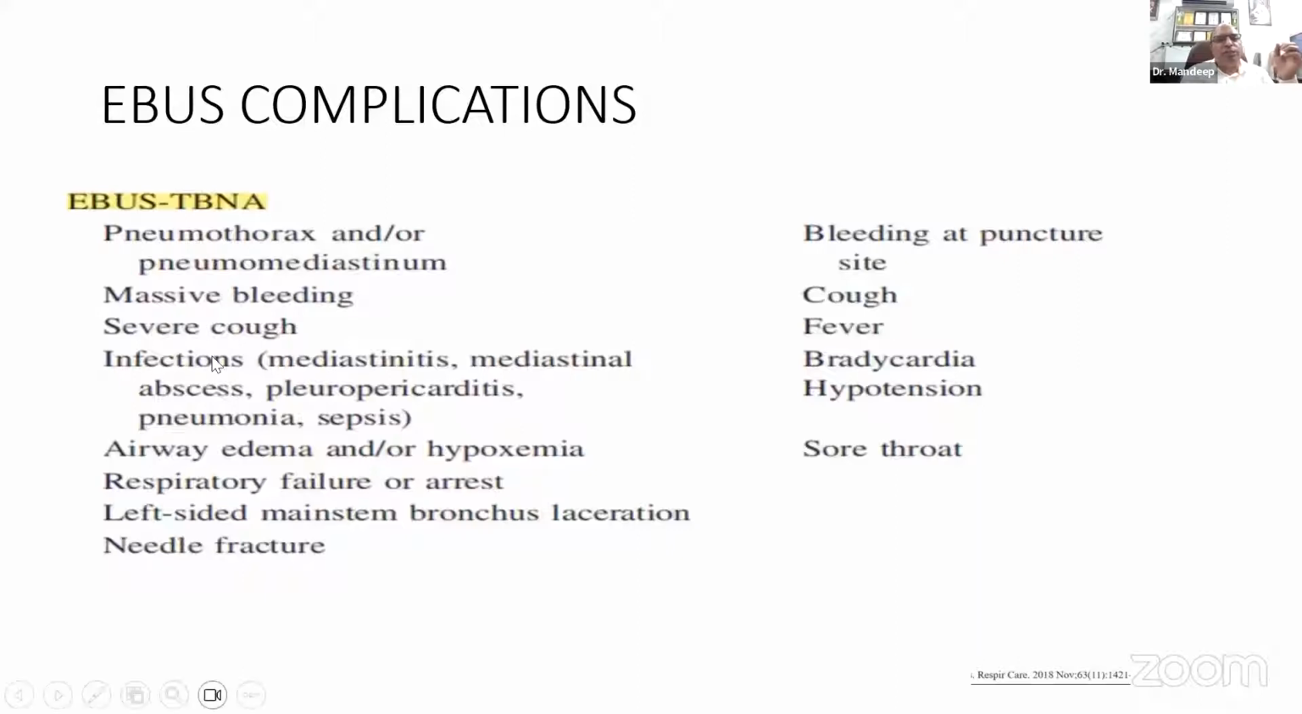They are pneumothorax, massive bleeding, cough, infection, airway edema, respiratory arrest, left mainstem bronchus laceration. Usually they are rare side effects. The most common complication, they say, is injury to the EBUS scope rather than to the patient.